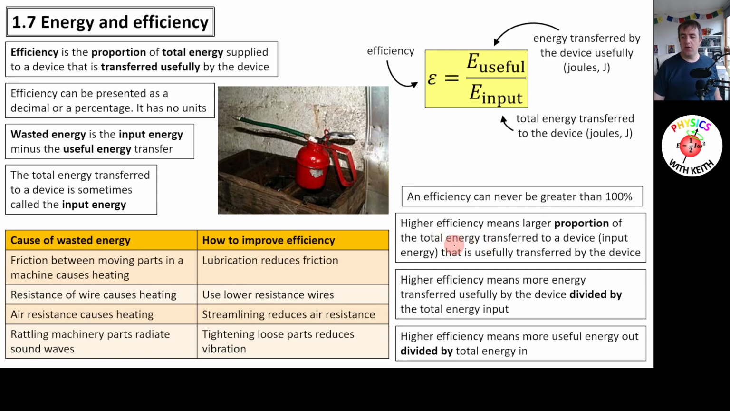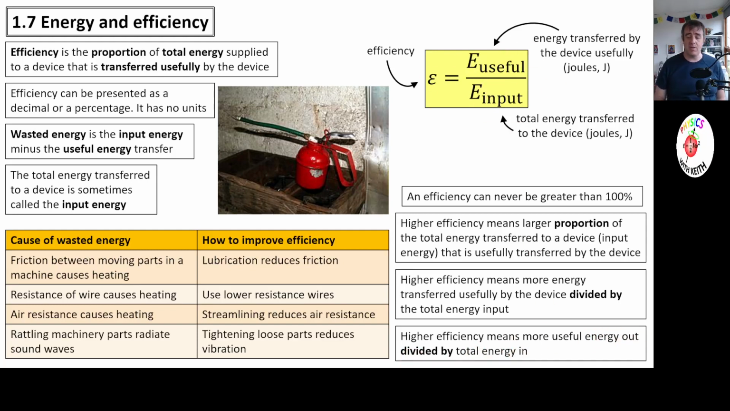When we talk about higher or lower efficiency, it doesn't just mean we get more or less useful energy out, by which I mean energy output into the useful energy stores. That's not enough. It's to do with the proportion of the total energy that's transferred by the device, the proportion of that that's transferred usefully. That's what we mean by higher efficiency, and lower efficiency would be a lower proportion. So what do we mean by proportion? It is the useful energy transferred divided by the total energy that is transferred. Higher efficiency, more useful energy out, divided by total energy in. You're just using this equation.